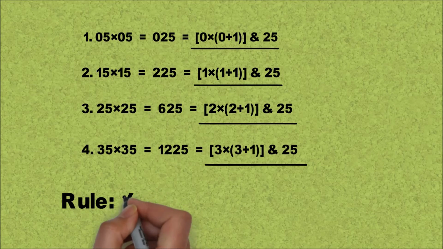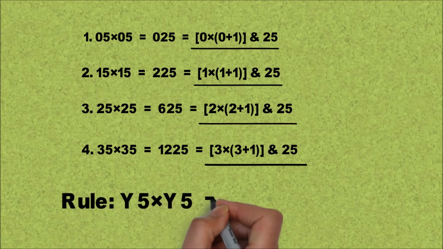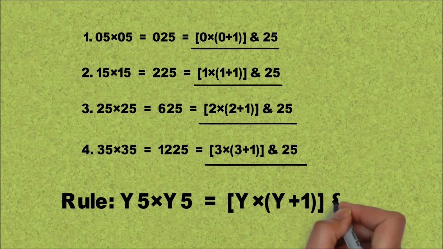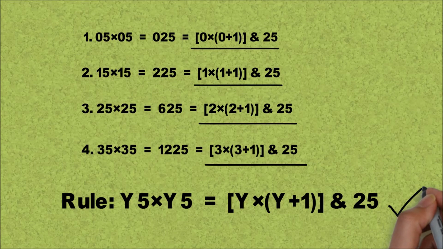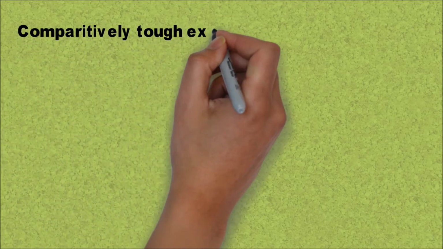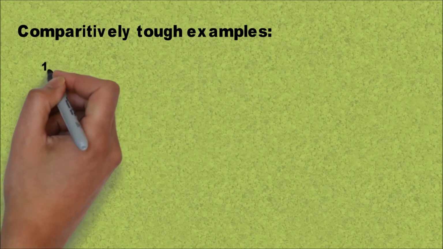By now, you might have already guessed that the general rule of thumb is that the square of any number y5 is y multiplied by y plus 1, and 25. Using this general rule of thumb, let's try to find the square of comparatively tough numbers.